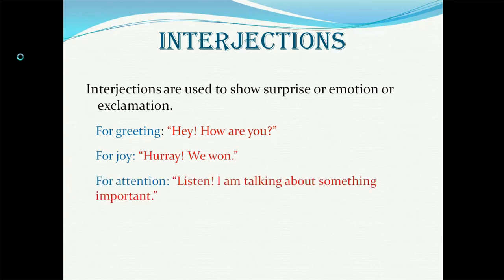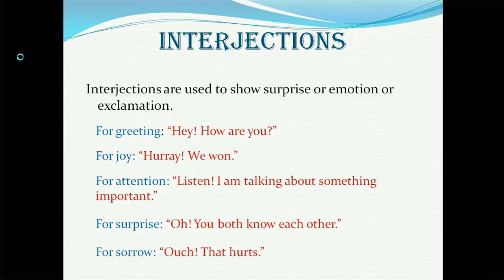To get somebody's attention, you say, listen, I am talking about something important. When you are surprised, oh, you both know each other. So when you are surprised also, you will use interjections, which are also called exclamatory words. When you want to express sorrow, ouch, that hurts. So ouch, oh, hooray, ah, aw, wow, these are exclamatory words.